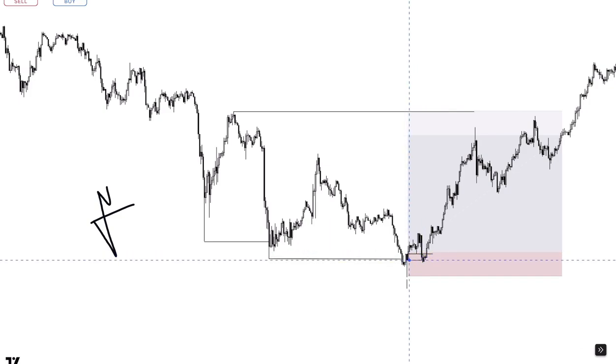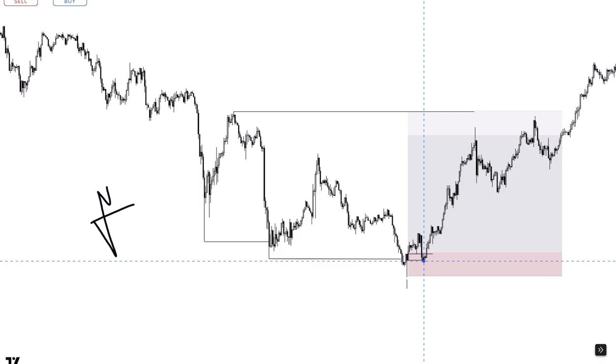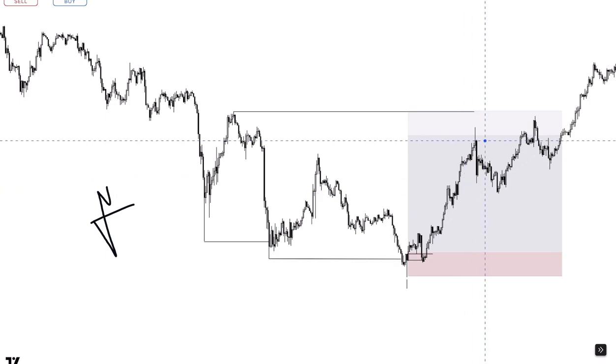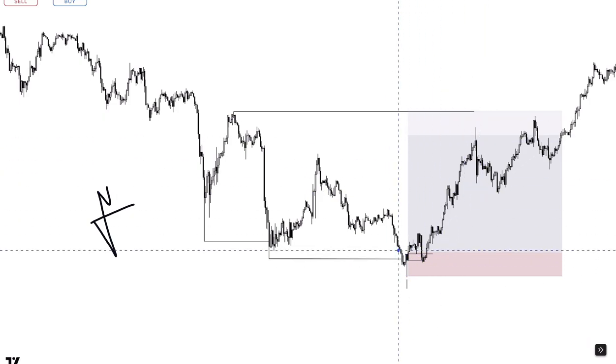Rejection block right there, which can also be a doubling down on your entry. Then they go and push higher. This is the first entry model, which is model number one.